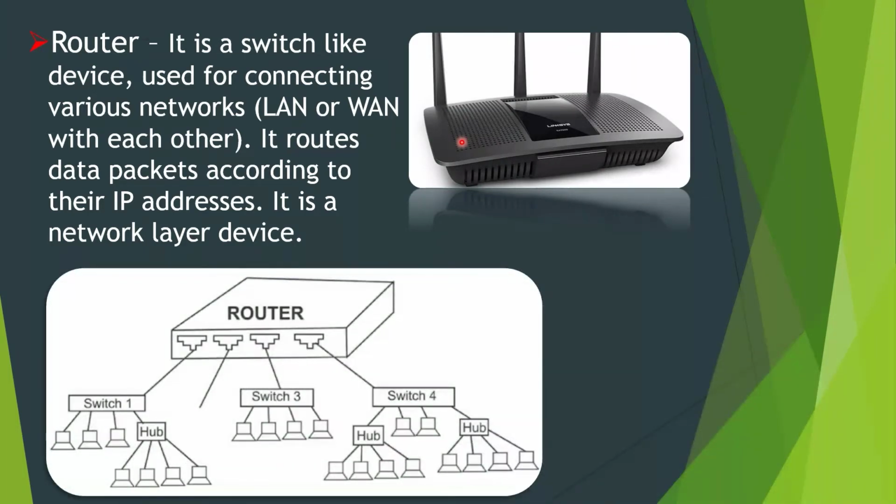Let us understand the use of a router through an example. Here you can see there are multiple ports in the router. The router sends data packets based on their IP addresses. The router basically works on the network layer. Normally, routers are used for connecting LAN or WAN together.